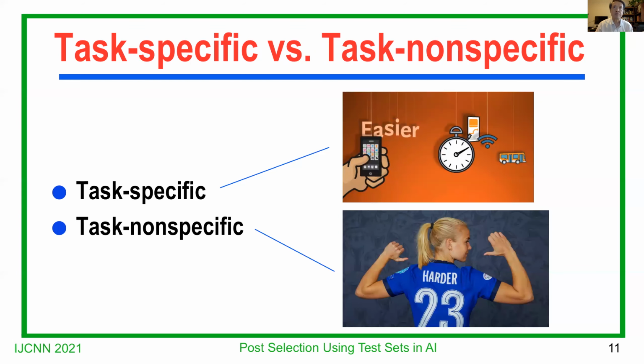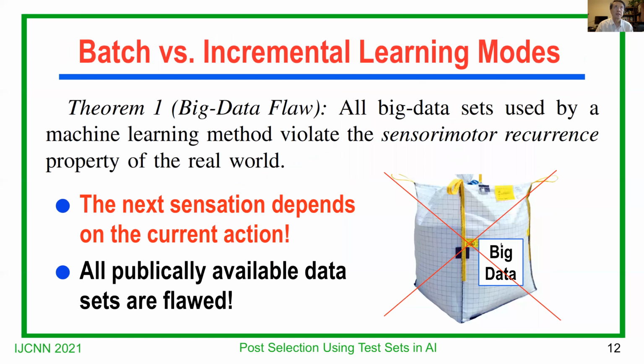Task-nonspecific versus task-specific frameworks are very different, because task-specific is easier. Humans can handcraft task-specific information, but a task-nonspecific framework is much more difficult. The second is batch versus incremental learning modes. Here, Theorem 1 is about the big data flaw. All big data sets used by a machine learning method violate the sensorimotor recurrence property of the real world, because the next sensation depends on the current actions. All publicly available data sets are flawed.